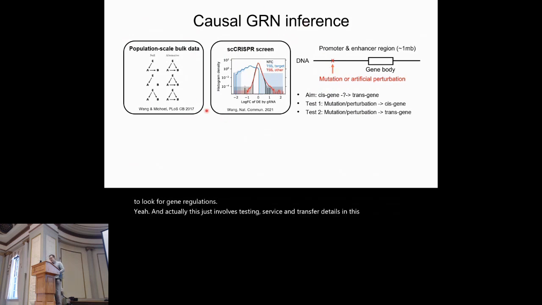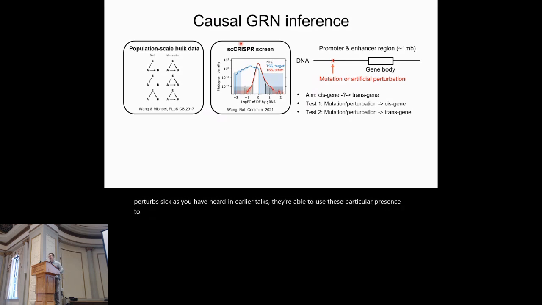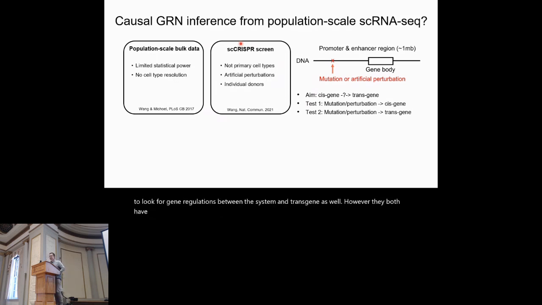Previously, we also tried to apply it on single cell data, or single cell CRISPR screens, or perturb-seq, as you have heard in earlier talks. We are able to use the guide RNA present in perturb-seq to look for gene regulations between the cis gene and trans gene as well. However, they both harbor challenges or limitations.